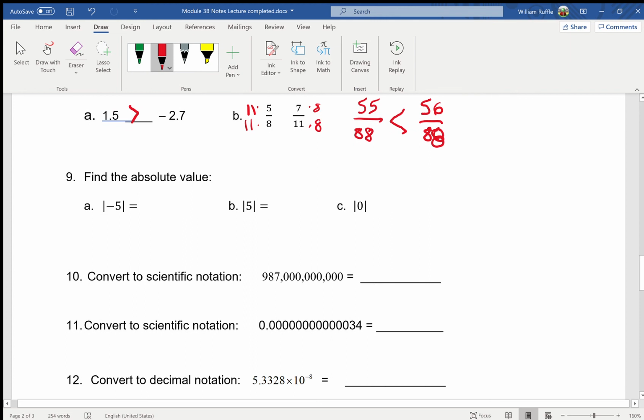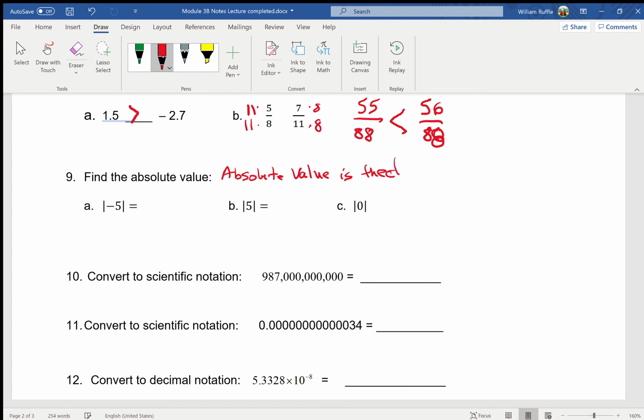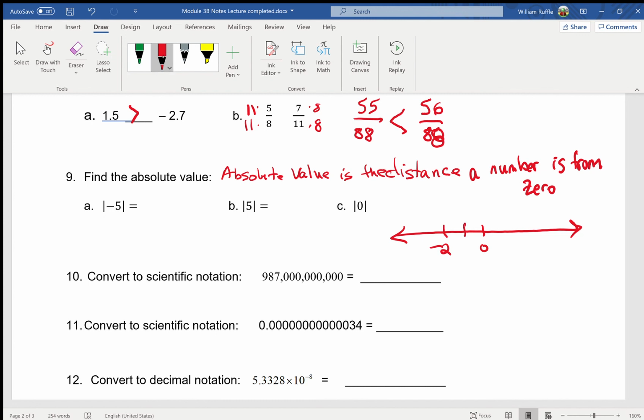Finding the absolute value. Absolute value, I'll give a quick definition of this, is the distance a number is from 0. So if I have a number line, I'm going to draw a quick little number line here. Here's 0. And if I look at negative 2, it is 2 spaces away from 0. So the absolute value of negative 2 is 2 spaces.